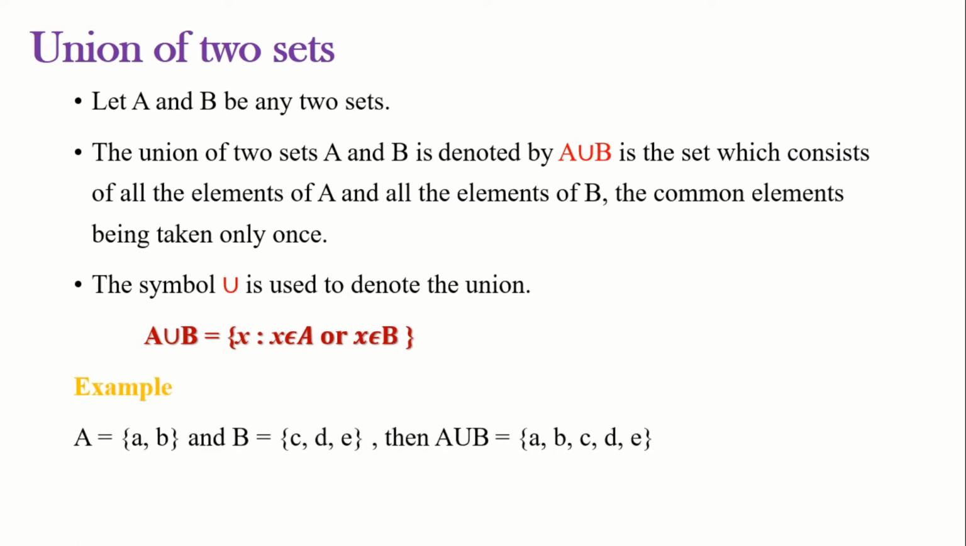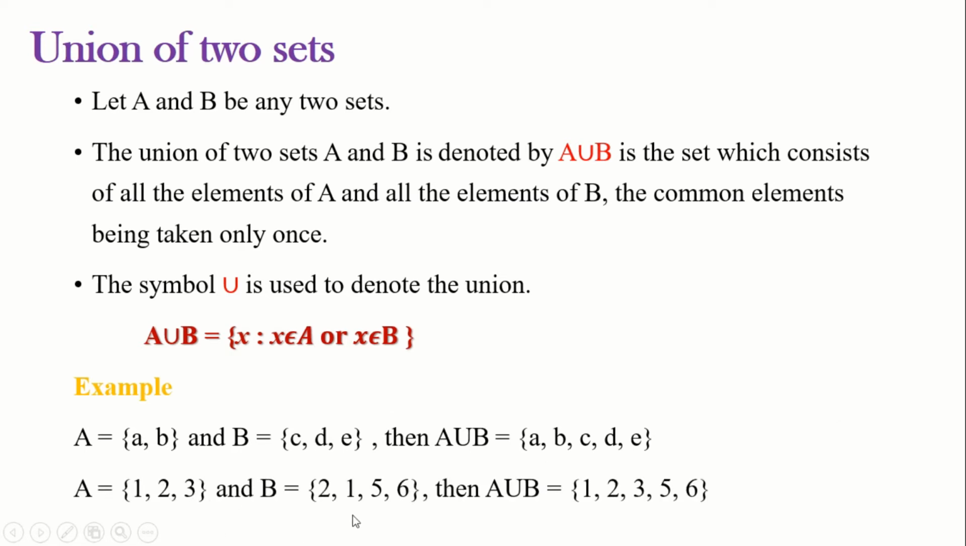For example, here we have the two sets A and B. A has the elements a, b and the set B has the elements c, d, e. Then the set A ∪ B consists of all the elements of A and B. Suppose you take any element from A ∪ B, you can see that either that element belongs to the set A or it belongs to the set B.